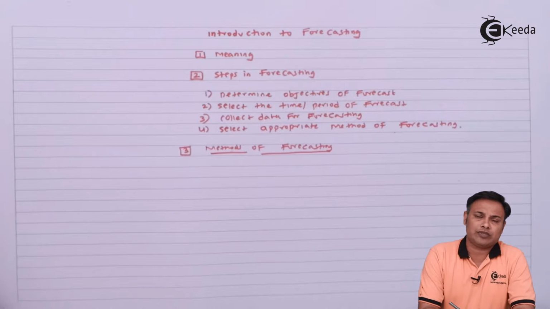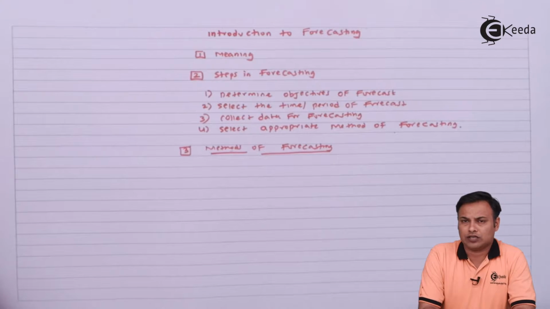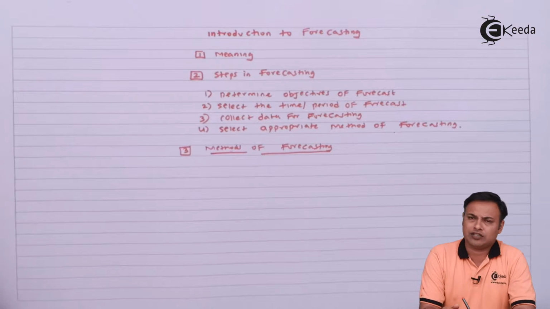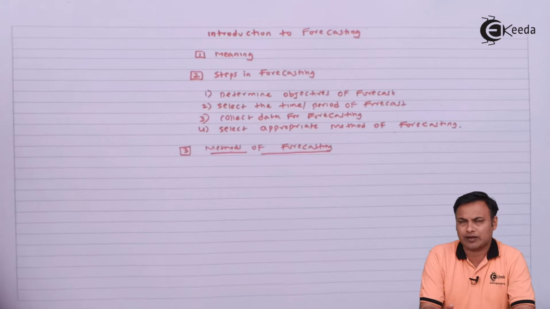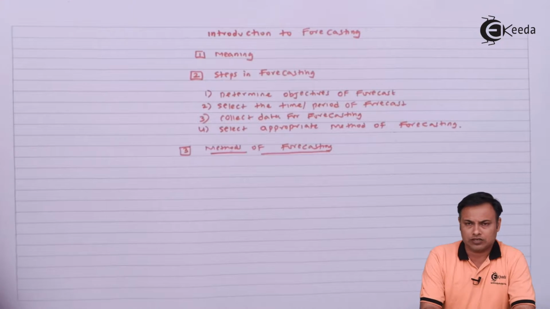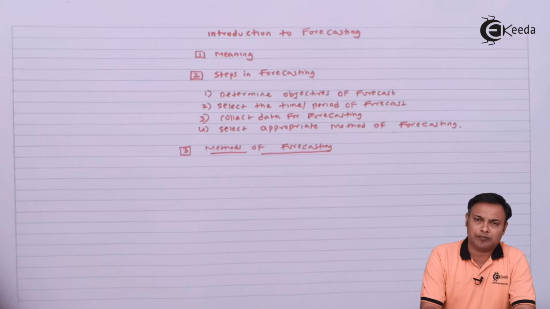So next, what can be the possible methods of forecasting? If I stick with only the quantitative methods, then there are many methods. But I will prefer to go through all the methods that can be used by an individual entrepreneur or by a manager for forecasting. The first and the simplest method is the salesman opinion method.